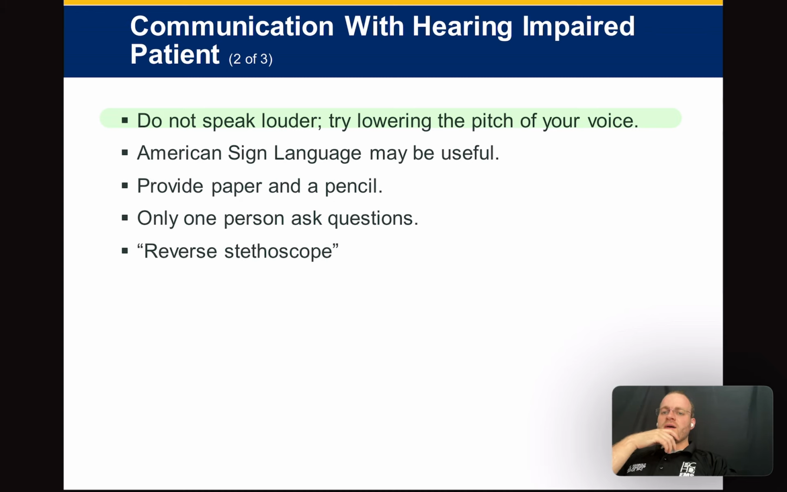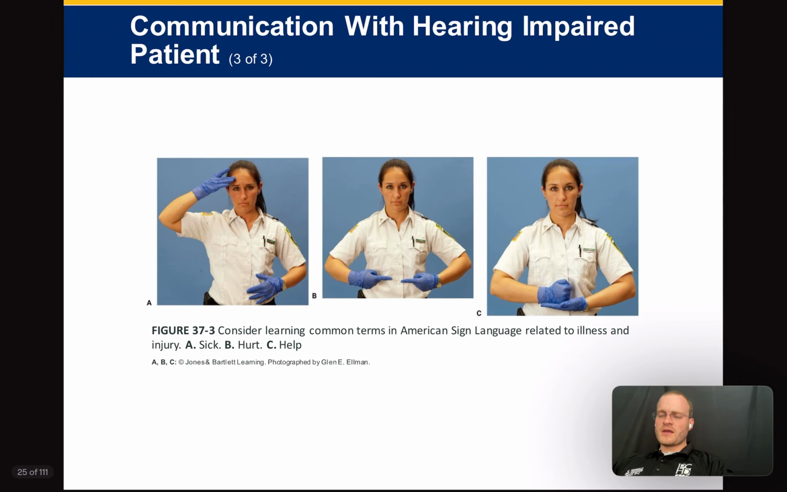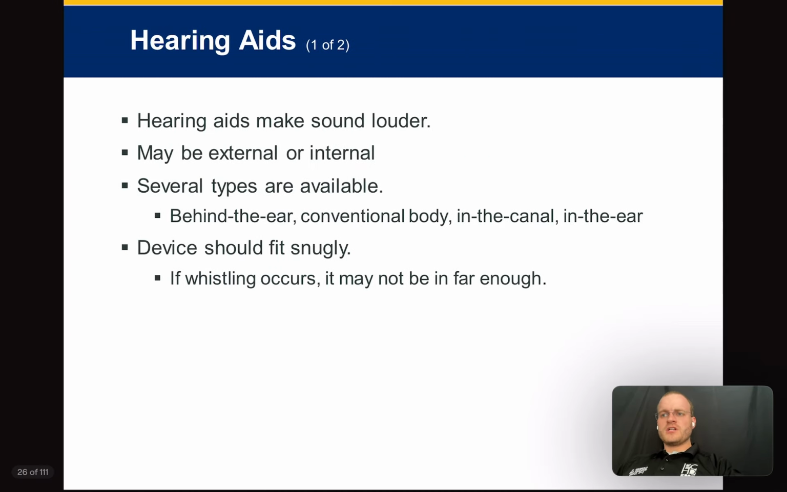ASL could be helpful. And provide paper and pencil to write. You could even do this through text messaging or something like that. Only one person asks questions. And then the reverse stethoscope is where the patient would wear the stethoscope in his ears and you would talk into the bell. Never done that, but that would be rare. Some random sign language that you're not going to remember, but there you go.